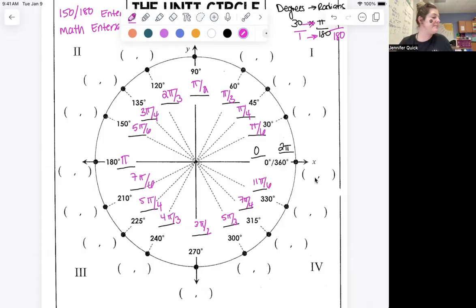Anyway, all right, there you go. We converted them all into radians in song form, of course.